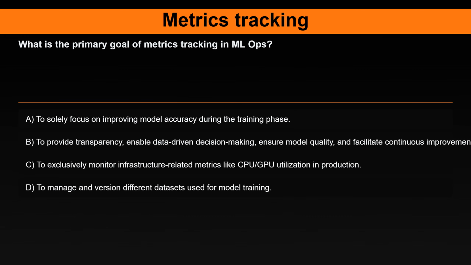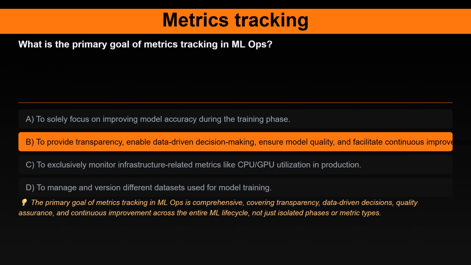Question 28. What is the primary goal of metrics tracking in MLOps? Option A. To solely focus on improving model accuracy during the training phase. Option B. To provide transparency, enable data-driven decision-making, ensure model quality, and facilitate continuous improvement throughout the ML lifecycle. Option C. To exclusively monitor infrastructure-related metrics like CPU/GPU utilization in production. Option D. To manage and version different datasets used for model training.